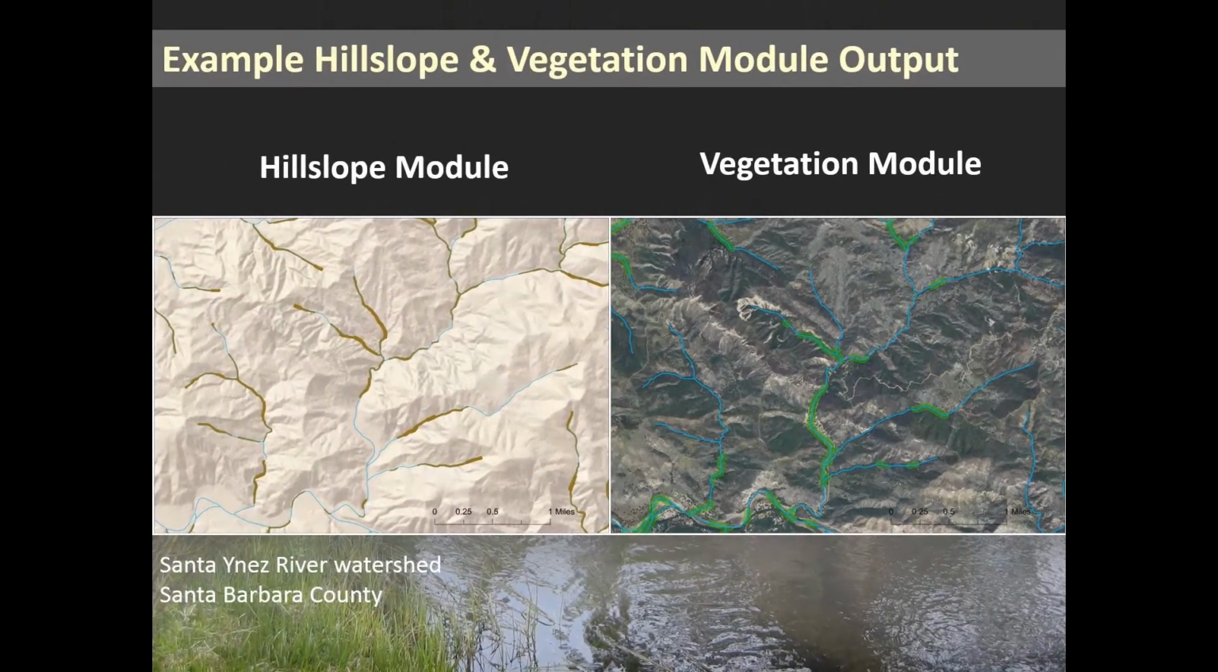So the idea is that the user can overlay the vegetation module output on top of the hill slope module and get a functional width estimate for channel reaches throughout a watershed. Okay, these two modules can be run watershed-wide.